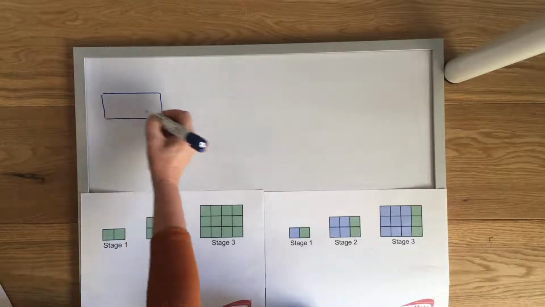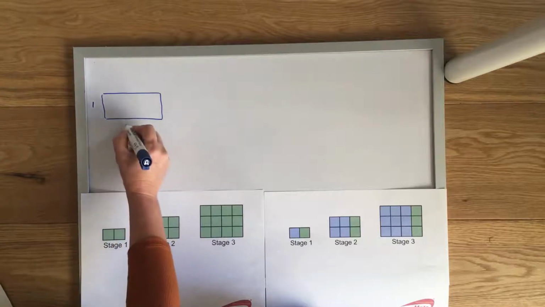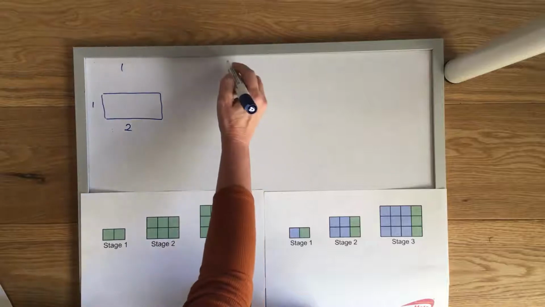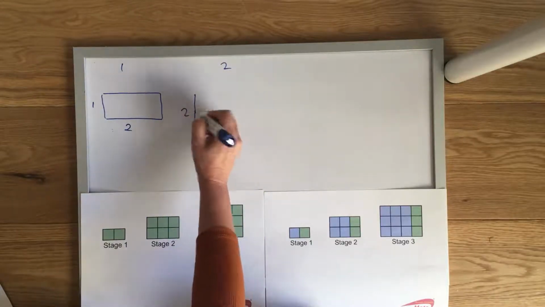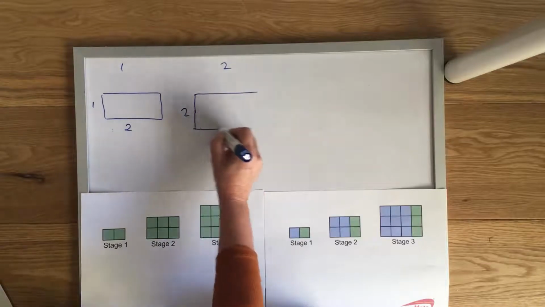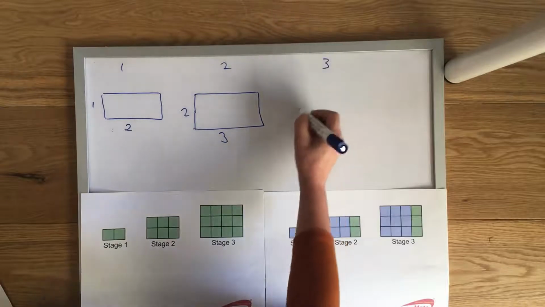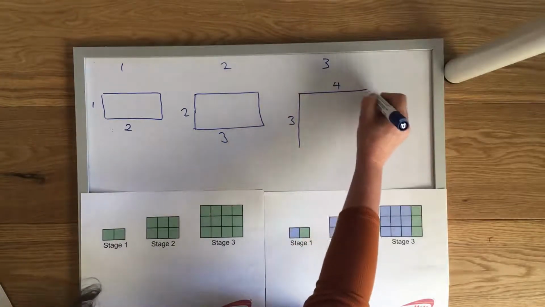we have its side here is length 1, but here it's length 2. And that's our first term. Our second term, its height now is 2, but its length has increased to 3. And our third pattern, its height now is 3, and its length has increased to 4.